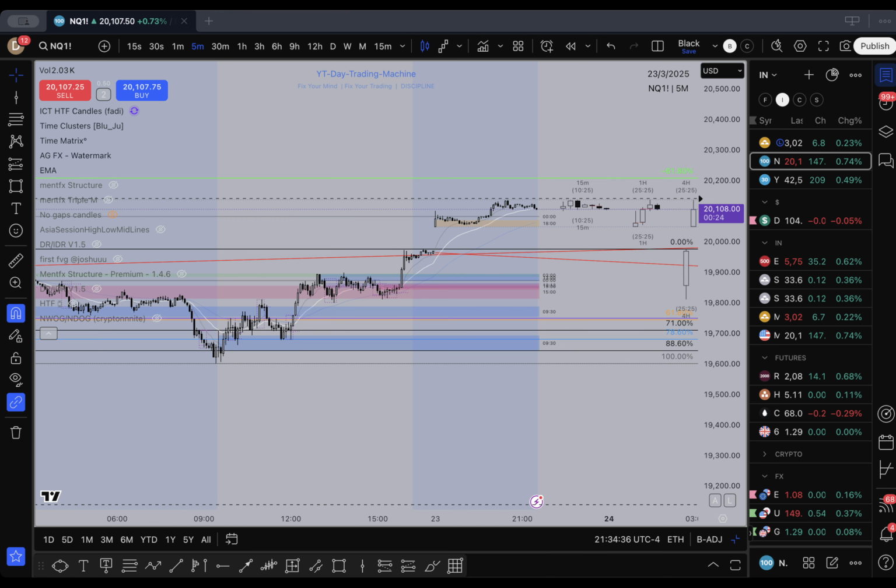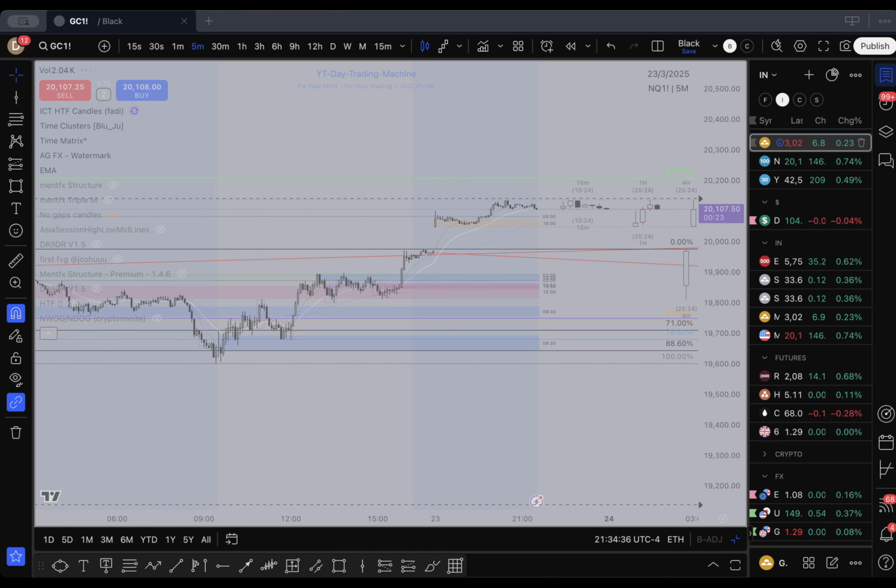I feel you. What is gold doing? There you go, it's doing it. It tapped. Do you see how it almost tapped the 50% again?